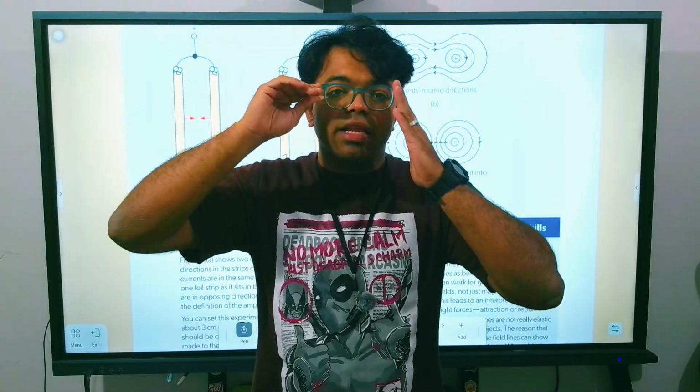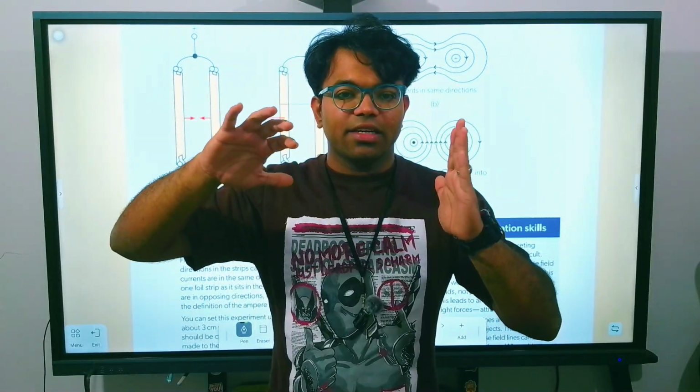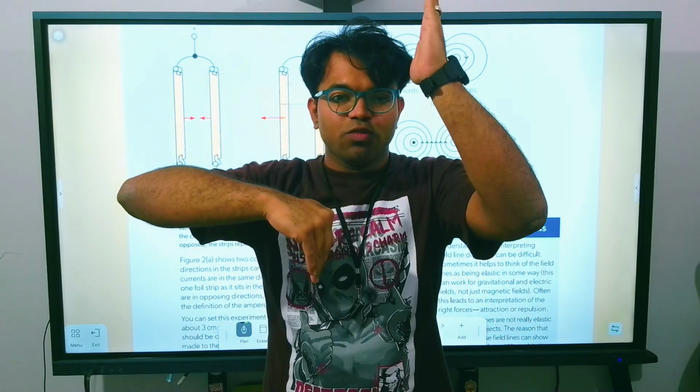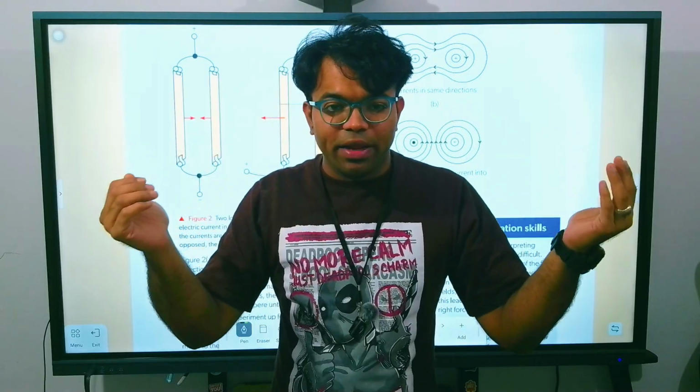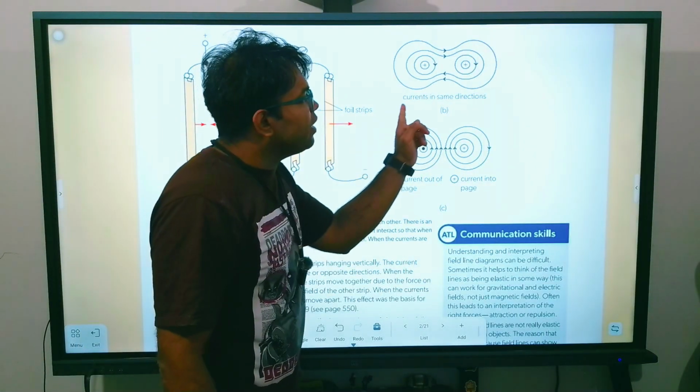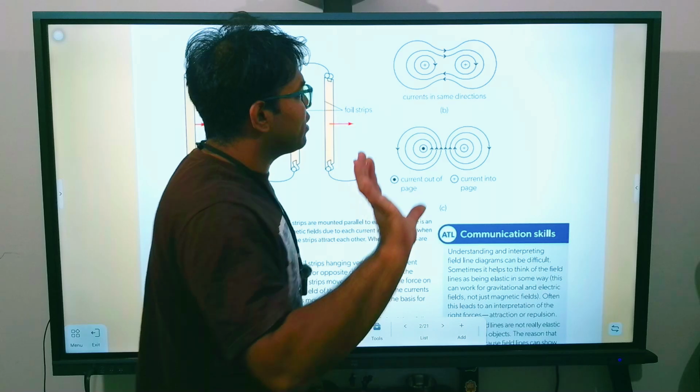But if the current in both these conductors is in the opposite direction, what will end up happening? They will repel each other. So this is what is happening here. Current in the same direction. What is happening? Look at this.